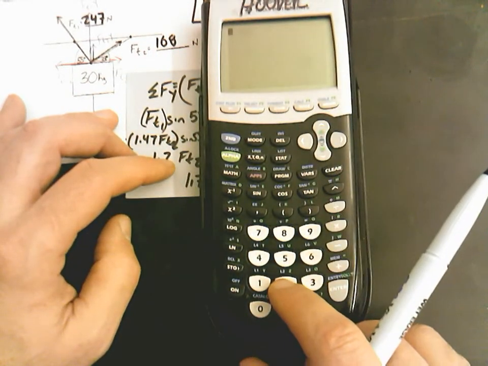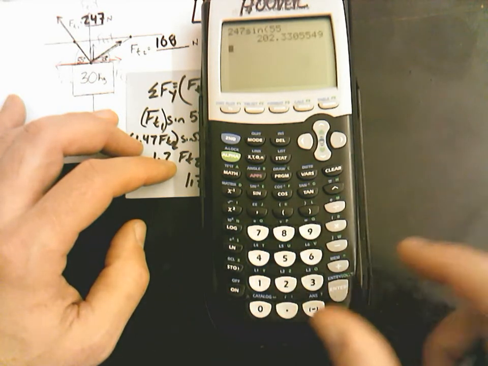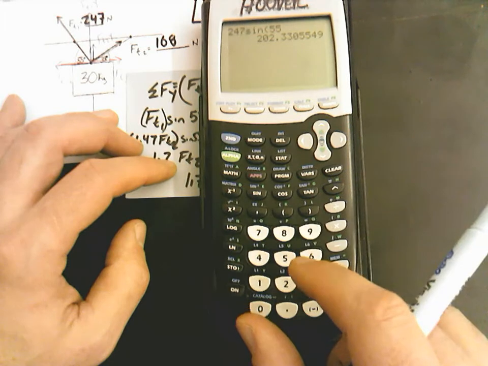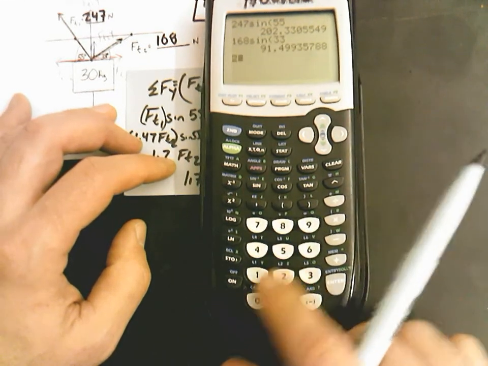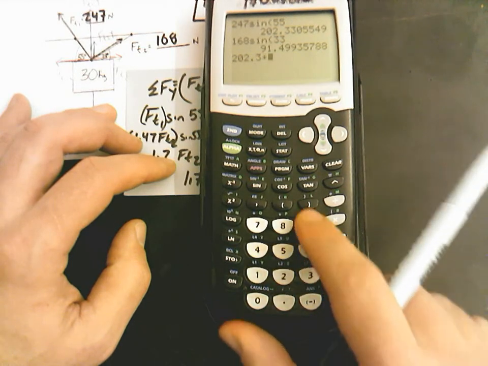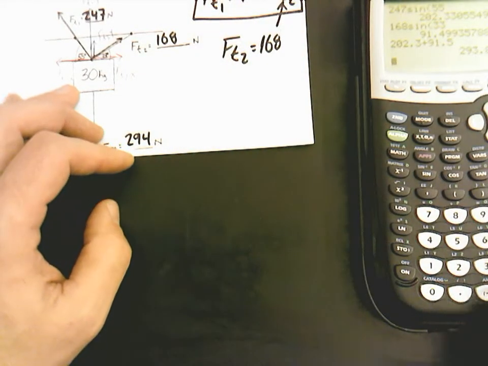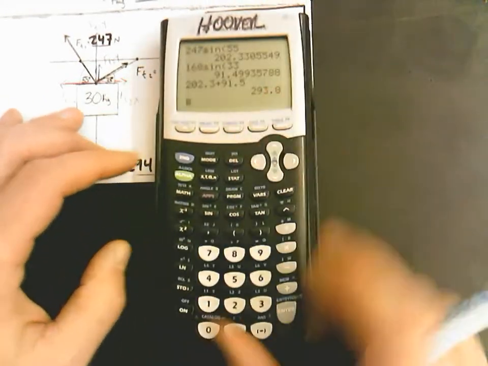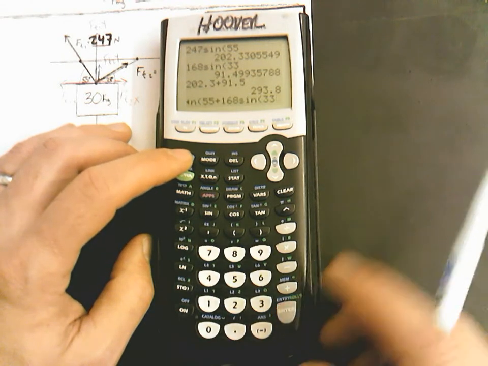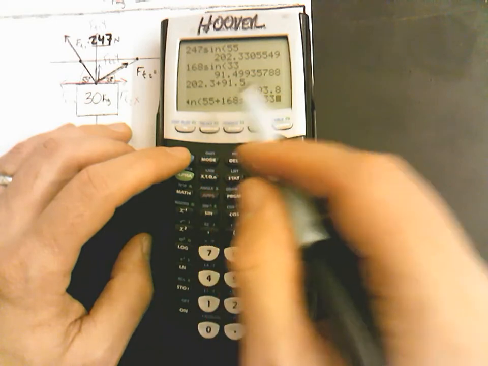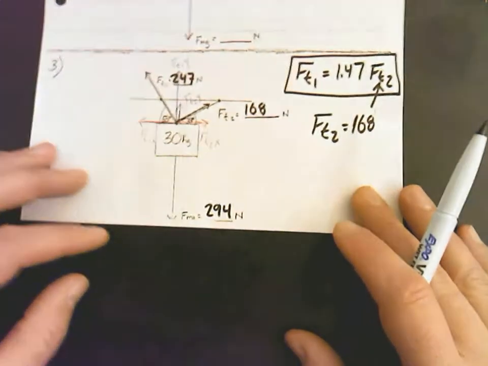We'll take 247 times the sine of 55. Let me get my number this way this time. And then I'll take 168 times the sine of 33, and then I'll take 202.3 plus 91.5, and then it matches better. 293, and then it works. I got nervous there because I was messing around, jacking it up by putting in all the parentheses. Somewhere along the way, my parentheses, doing this first, messed me up. So just do them separately and add them together, and you can check it that way.